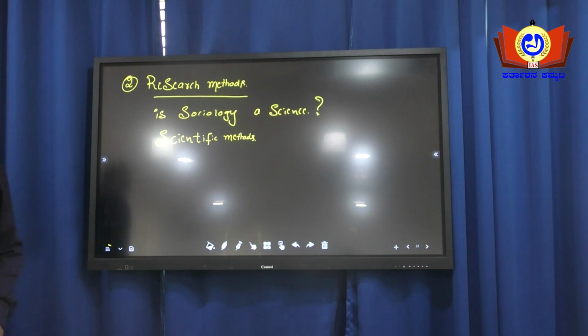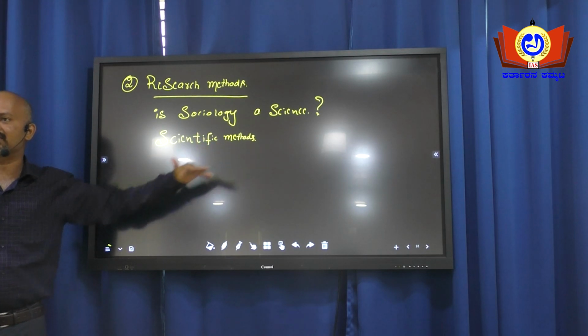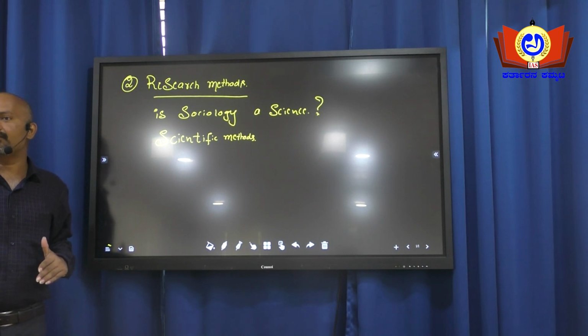See, when it comes to scientific methods, what is scientific methods? Any sociological phenomena, the data we get from sociological phenomena should be classified, should be grouped in systematic order. Then only we can do some experimentation. Scientific methods involve all these things: classifying, grouping, and seeing whether it is value free, objective, verifiable, reliable.